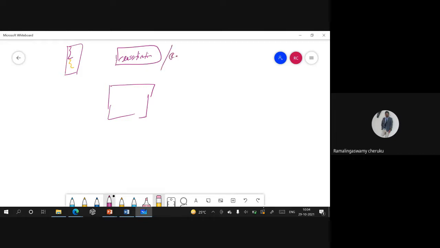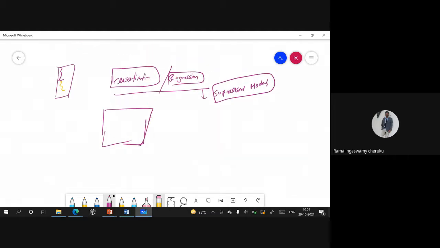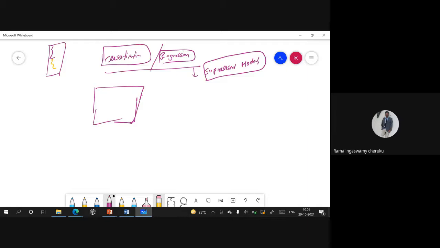I'm not discussing classification itself here. How is classification different from regression, can anybody say? Both are supervised approaches, supervised learning models. How is regression different from classification? Why are they called supervised models? Any idea? Suppose I am developing either a classification or regression model. I'm given my data set as input, and you're trying to get some output from this.